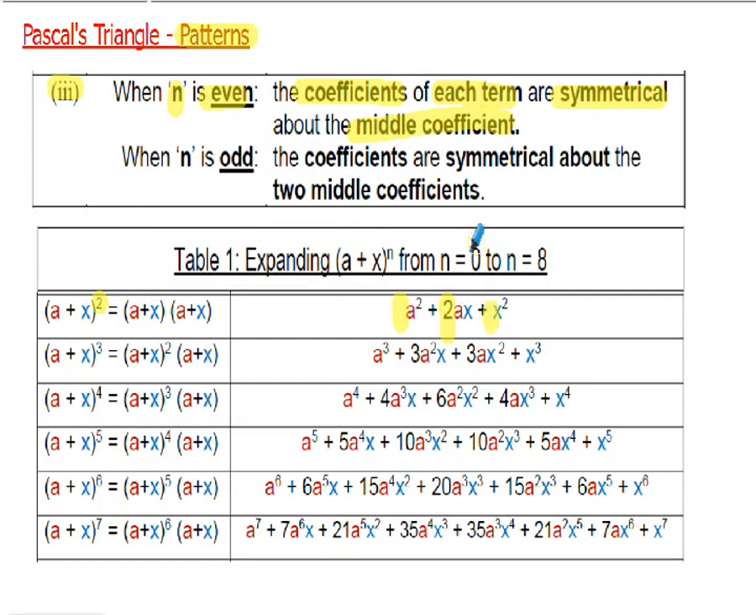If we take power of 4, another even expansion, the middle coefficient is 6, and then symmetrically about that we have a 4 to the left and a 4 to the right, and again a 1 to the left and a 1 to the right. And if I take the power 6 expansion, another even expansion, the middle coefficient is 20, and then either side of that we have a 15 coefficient, and then a 6 coefficient, and then at the extremes we've got the 1 coefficient.